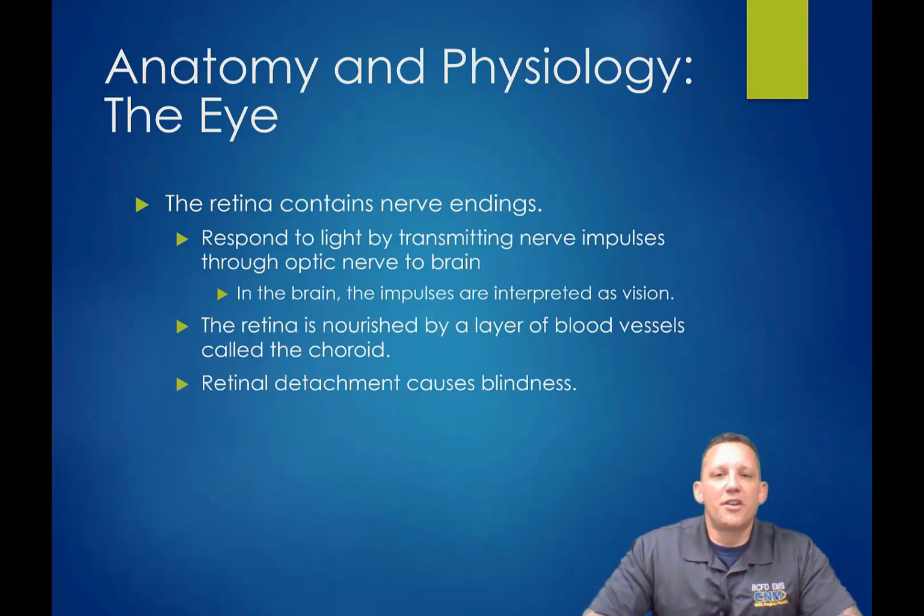And the retina contains the nerve endings that transmit nerve impulses through the optic nerve to the brain. And the optic nerves actually cross over each other, so the left eye feeds the right side of the brain, and the right eye feeds the left side of the brain for its actual impulses. The retina is nourished by blood vessels that are called choroid, and a retinal detachment will actually cause blindness, and in most cases it can actually end up being permanent blindness.